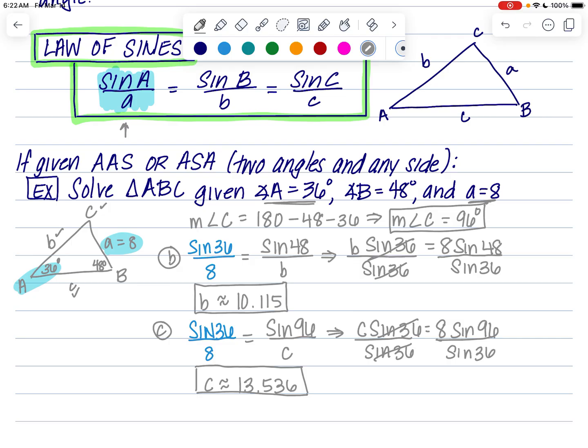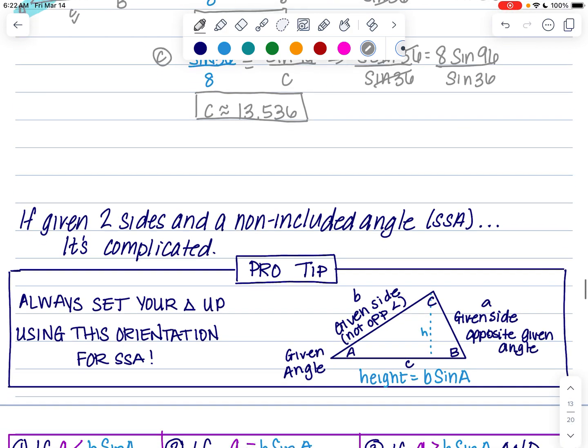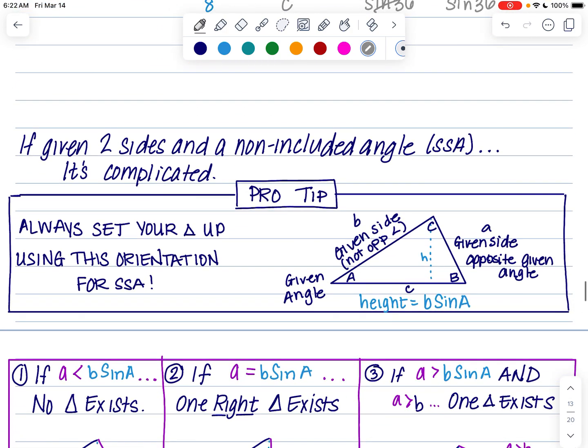Now, what happens if you're not given 2 angles and a side? Well, when you're given 2 sides and a non-included angle, side-side-angle, which we know is not a triangle theorem, but it is a way to describe what you're given, it's complicated. There's some stuff that can happen.